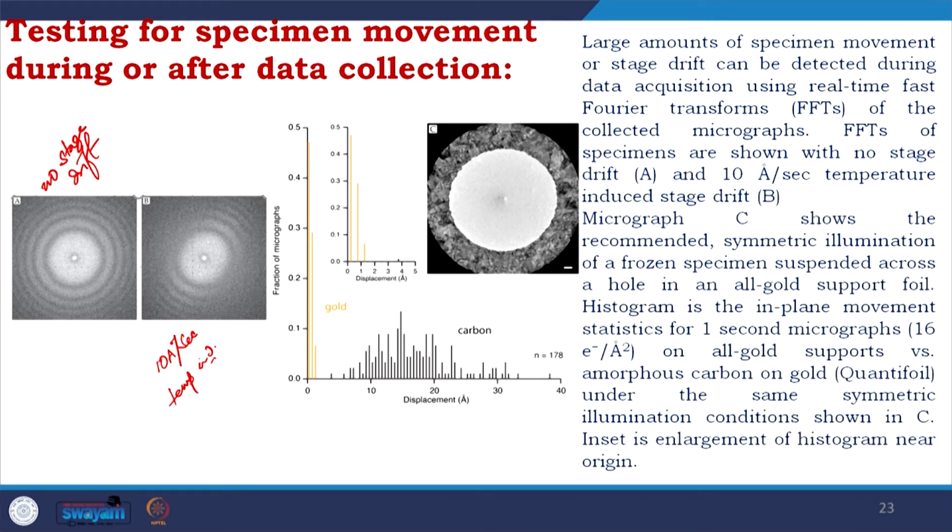This micrograph, C, shows the recommended symmetric illumination of a frozen specimen suspended across a hole in an all-gold support foil. The histogram is the in-plane movement statistics for a 1 second micrograph on all-gold support versus amorphous carbon on gold under the same symmetric illumination condition, which is shown here. This is the enlargement of the histogram near the origin to get a better look.